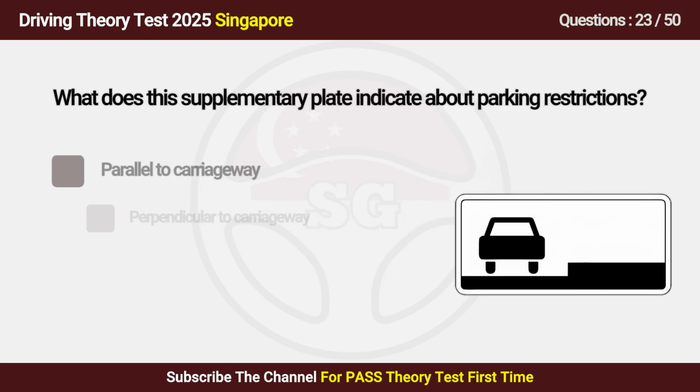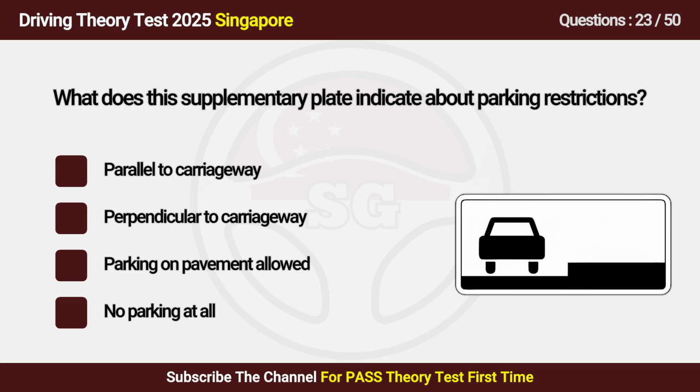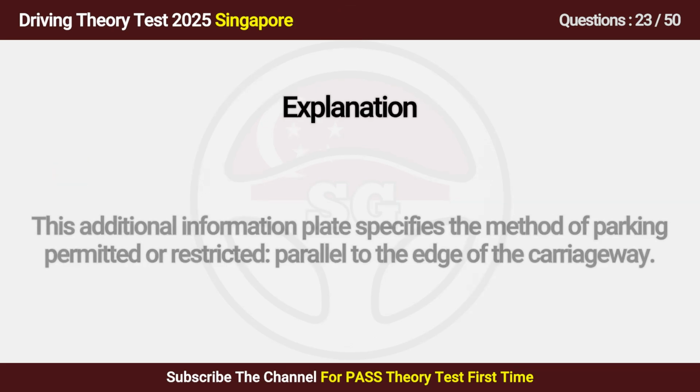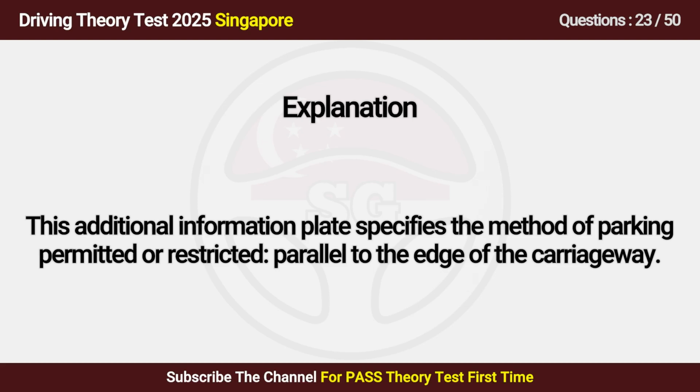Question 23. What does this supplementary plate indicate about parking restrictions? A. Parallel to carriageway. B. Perpendicular to carriageway. C. Parking on pavement allowed. D. No parking at all. Answers is A. Parallel to carriageway. This additional information plate indicates the method of parking permitted or restricted, parallel to the edge of the carriageway.